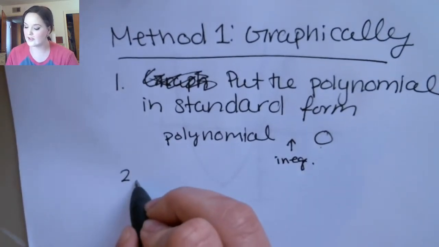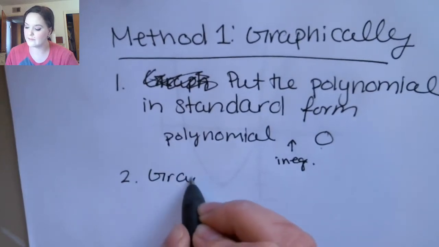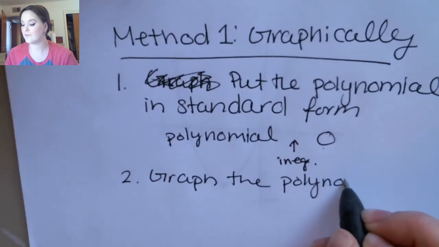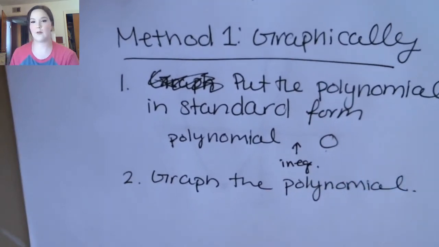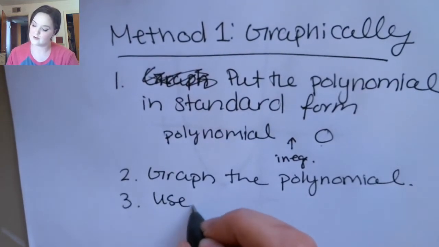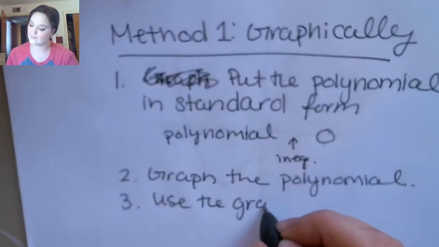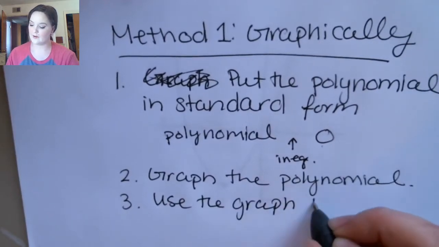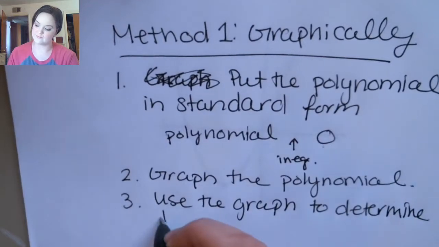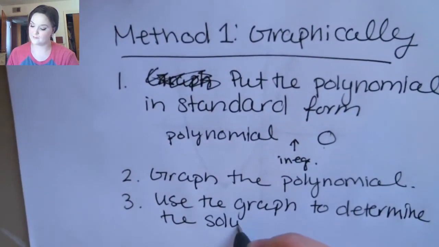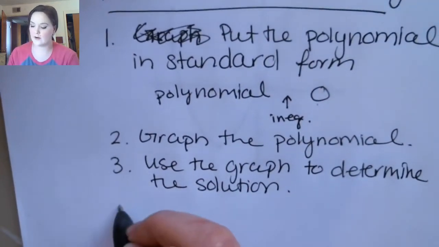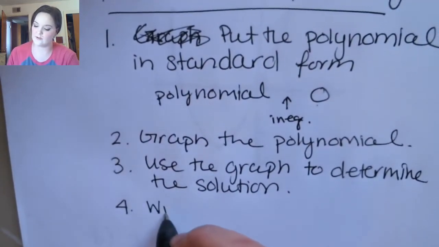Then the second thing you're going to do is graph the polynomial, and then you are going to use the graph to determine the solution. And then finally, you're going to write your answer, and the right notation is interval notation.